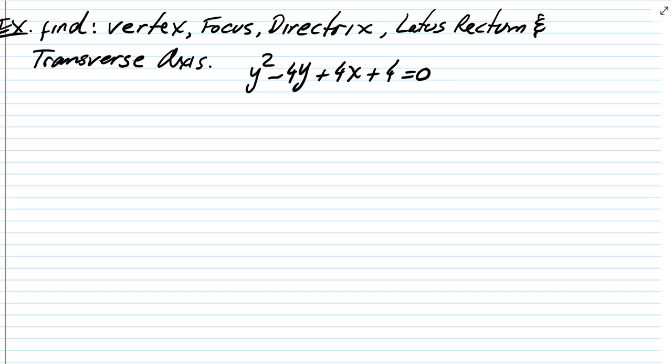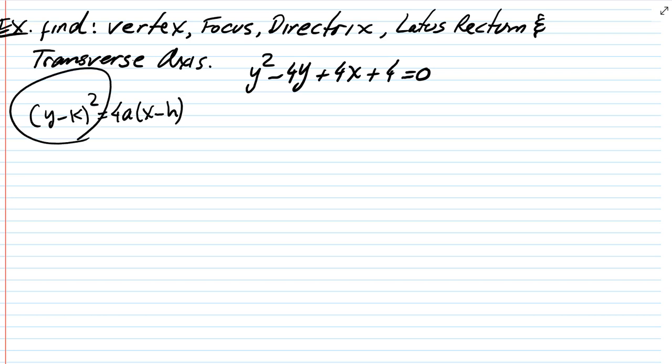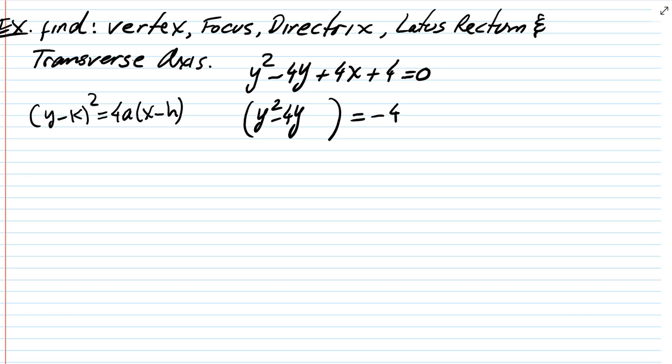Okay, so how do we go from polynomial to directrix form? Well, to do that, because directrix form, if you remember, is y minus k squared equals 4a times x minus h. So it's in the form of a binomial on y in this case. That means I need to complete the square in y. So I'm going to group my y terms together and move the other two terms to the right side.